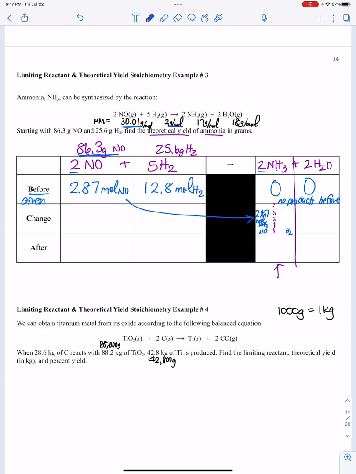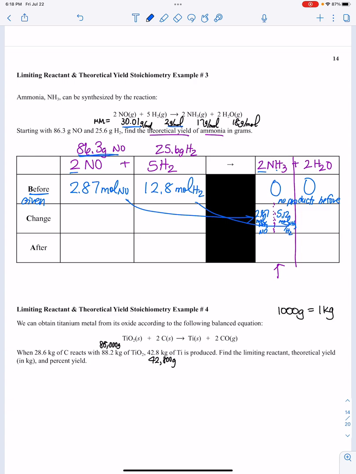What about if I were to use all my H2? This is a 5-to-2 ratio. Some of you might realize that I'm going to have to divide by 2.5. So I'm going to do that. I'm going to say 12.8 divided by 2.5. I get 5.12 moles of NH3 if it were coming completely from the H2.